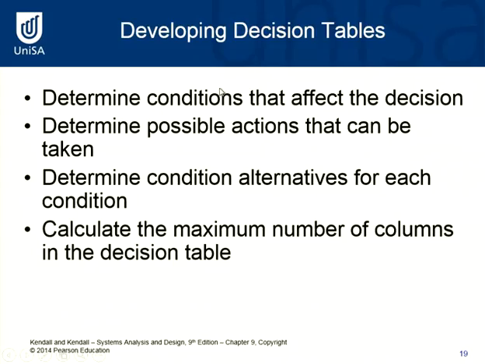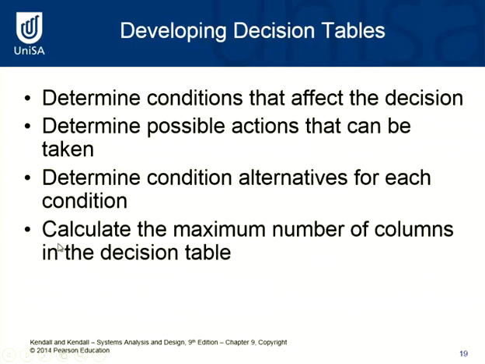So what do we need to do? First, you need to figure out what are the conditions that affect the decision, top left quadrant. Then you need to determine the possible actions that can be taken, bottom left quadrant. Then you need to determine the condition alternatives for each condition. Yes or a no are the condition alternatives. Is it Christmas? Yes. Is it summer? No, etc., etc. So yes and no are the condition alternatives.